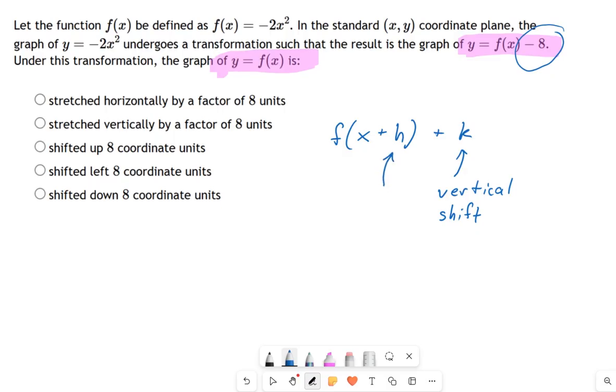And if it's inside the parentheses, that's a horizontal shift. Okay, so these are my two types of shifts that I might see when transforming a function. Now, if you want to get into more detail about it, the horizontal shifts are always backwards, right? If you see x plus 5 right here, that would represent a shift of 5 to the left, not 5 to the right. But that's not what we're talking about in this problem.